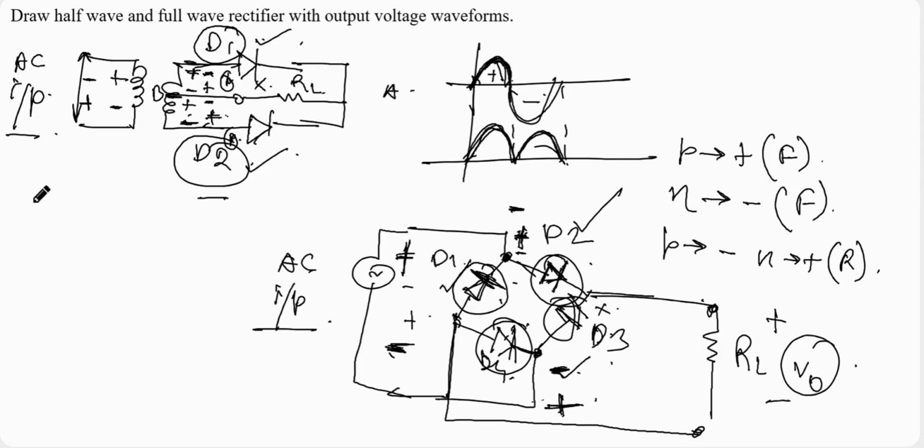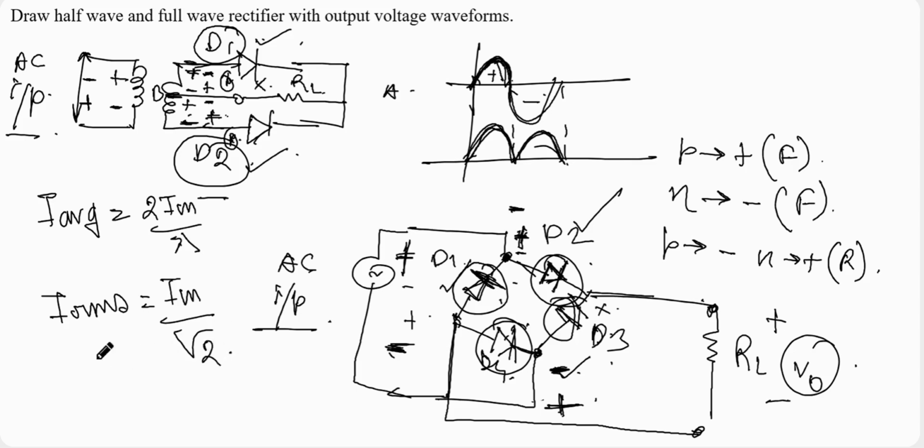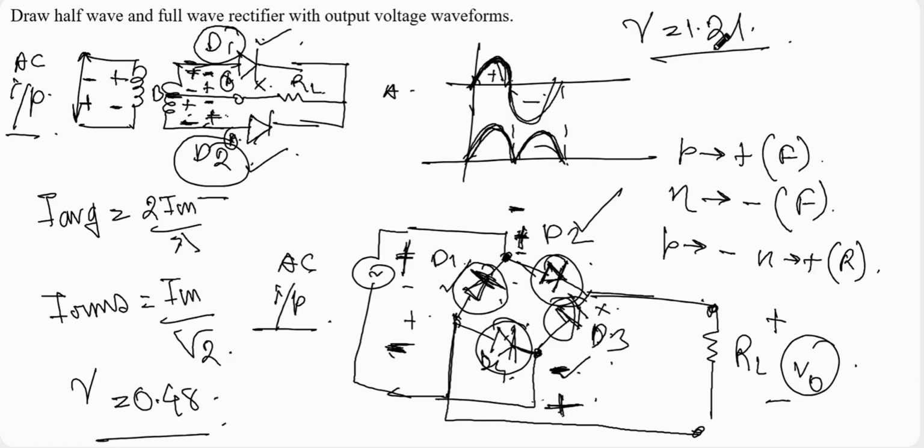Now, if we want to discuss the average value and RMS value, I average in this case is 2 Im divided by pi, and I RMS is equal to Im divided by root 2. And the ripple factor here, which is gamma, is equal to 0.48. As we know, in the half-wave rectifier, the ripple factor was 1.21. So we can see the ripple factor has been reduced by a lot in the full wave rectifier, because in the full wave rectifier, we are getting the output voltage for both positive and negative half cycles.